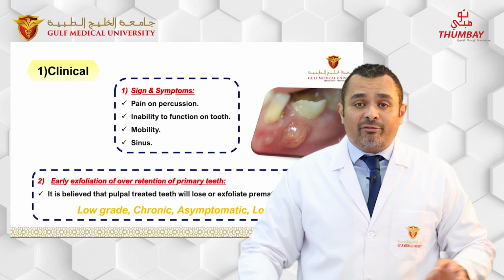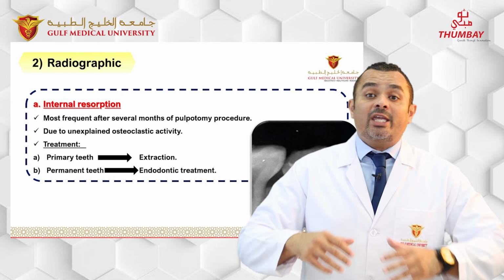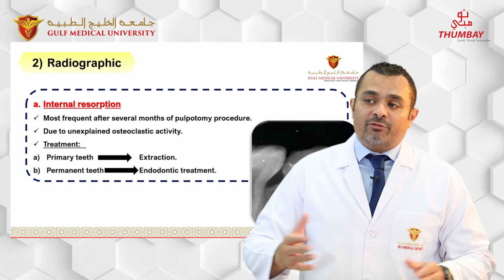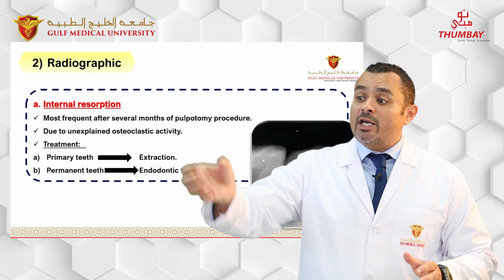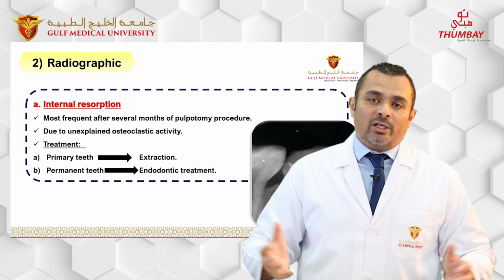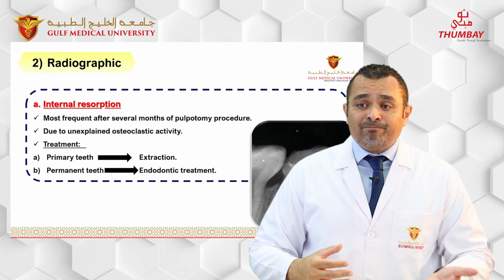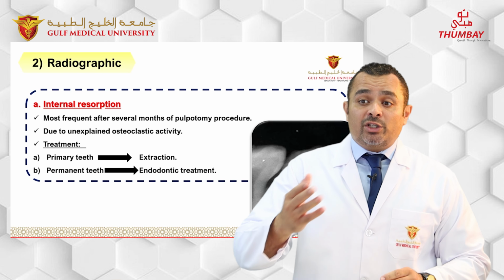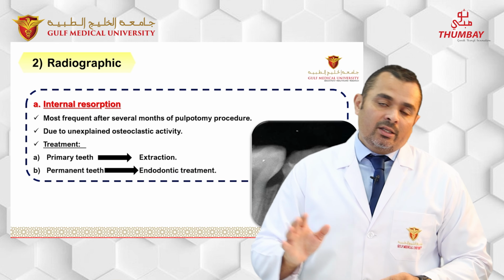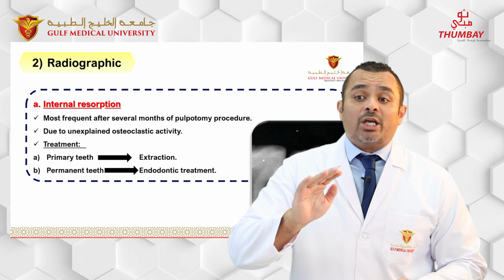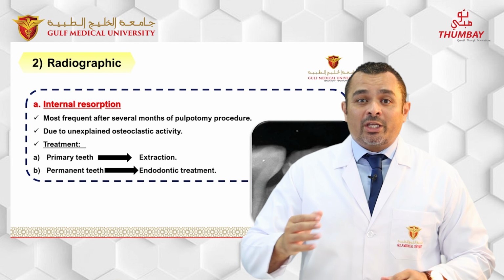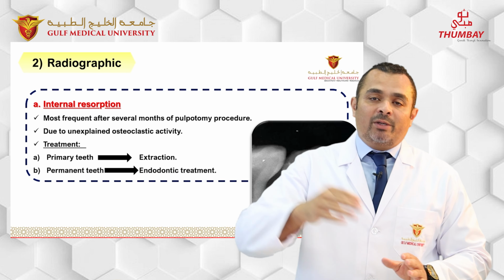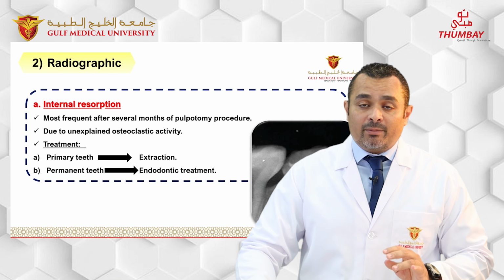What about the radiographic findings? When you take the X-ray, number one is internal resorption, which is the most frequent. It appears several months after pulpotomy, as we've seen here in the radiograph, due to unexplained stimulation of osteoclastic activity, leading to failure of the technique. Treatment in the primary teeth is extraction. But in the permanent teeth, we can put intracanal medication to stop the osteoclastic activity, and then do root canal treatment. This is about the internal resorption.